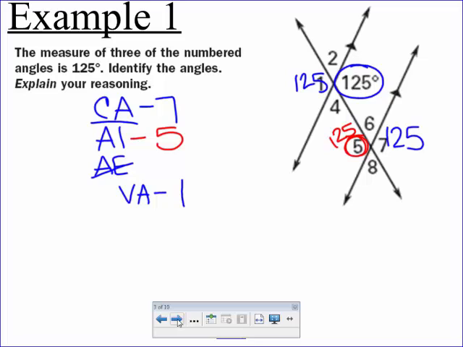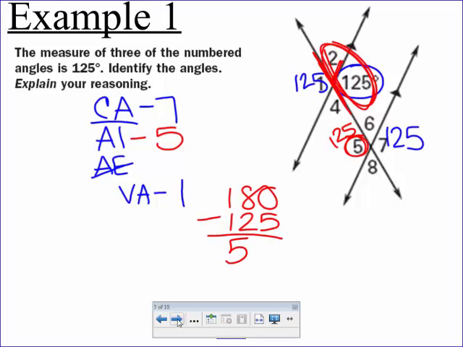Now, let's see if we can figure out what 2, 4, 6, and 8 are. Let's take a look at these two angles here. They're next to each other on a straight line, so angle 2 and 125 are a linear pair. Remember, a linear pair is 180. So if I take 180 minus 125, I get 55. So angle 2 is 55. Angle 4 is going to be 55 because of vertical. Angle 6 will be 55 because of alternate interior. And then angle 8 will be vertical. So now we have every single angle measure, and all we did was start with 125.